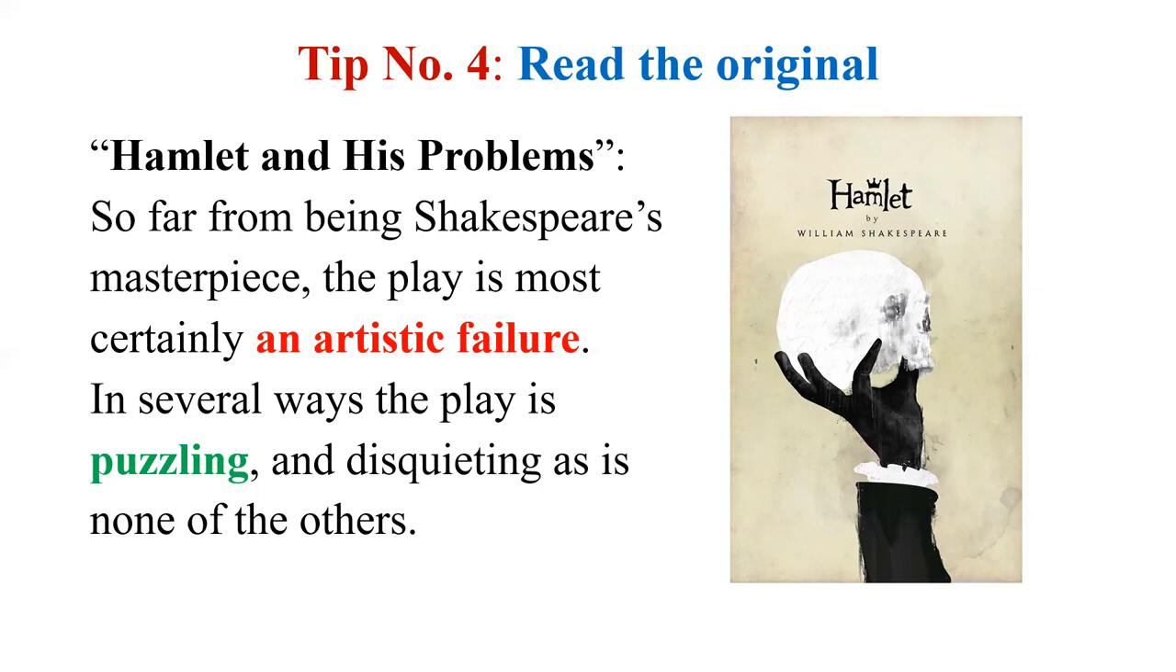So let's say Hamlet and His Problems. What is the context of the term objective correlative? So in this essay, T.S. Eliot made a claim. Hamlet, Shakespeare's Hamlet, is an artistic failure. So in order to understand this statement, you have to go further.